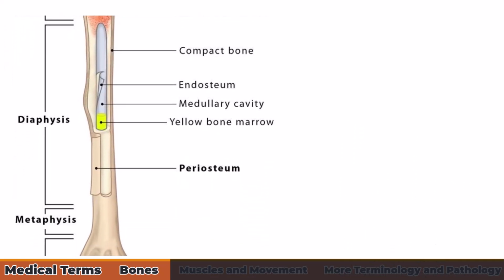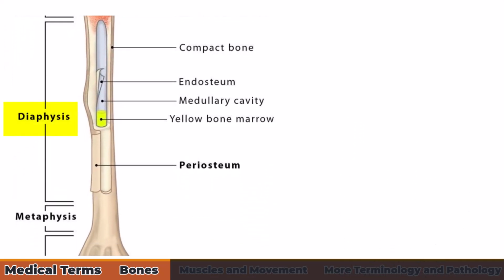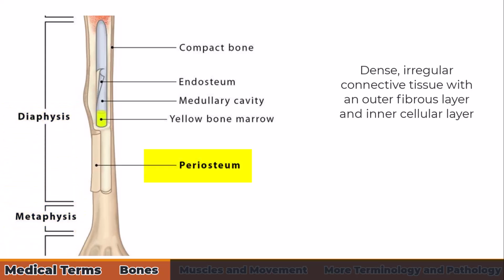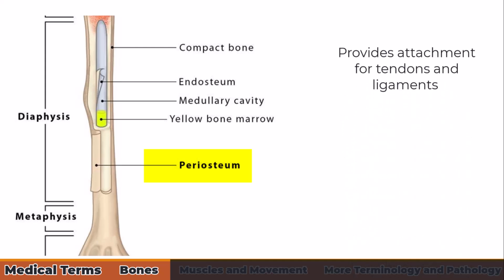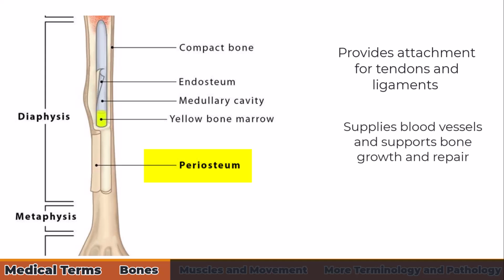The middle of the bone is the diaphysis. The diaphysis and metaphysis are covered with the periosteum. This dense, irregular connective tissue has an outer fibrous layer and an inner cellular layer. It covers the entire bone except for joint surfaces. It provides attachment for tendons and ligaments, supplies blood vessels and nerves to the bone, protects the bone, and plays a role in bone growth and repair.